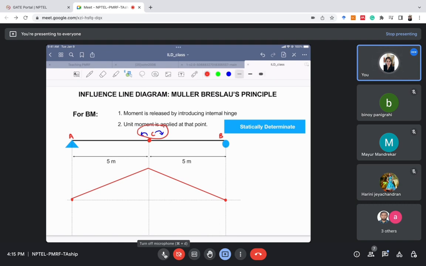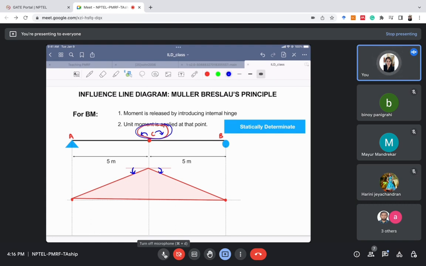Why this? Because we are rotating point C in this direction, the same direction which we have mentioned here, and this is the deflected shape we are getting. Now let us join everything together. If you are not understanding at this point, please do not worry. We are doing a lot of problems today, so you will get to know. Whatever the deflected shape will be is the ILD for bending moment at C.